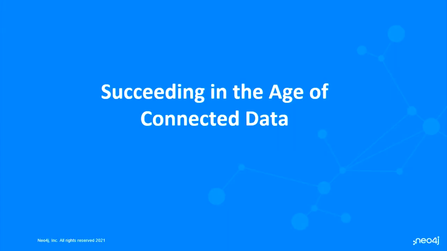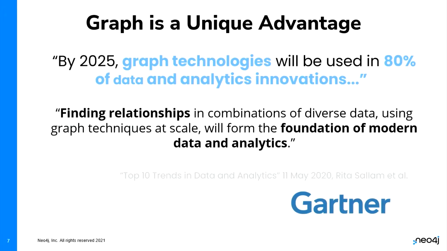So moving forward, how do we succeed in the age of connected data? So again, getting back to why do I need to do something? Why can't the old ways work? So the Gartner Group, Rita Salam, I don't know if she's here today, put out a report a few years ago that by 2025, graph technologies are going to be used in 80% of data and analytics innovations. That's pretty powerful. 80% of analytics are going to use graph technologies.